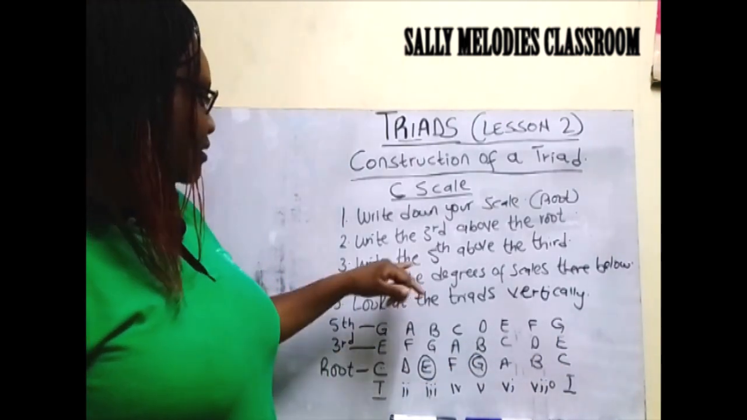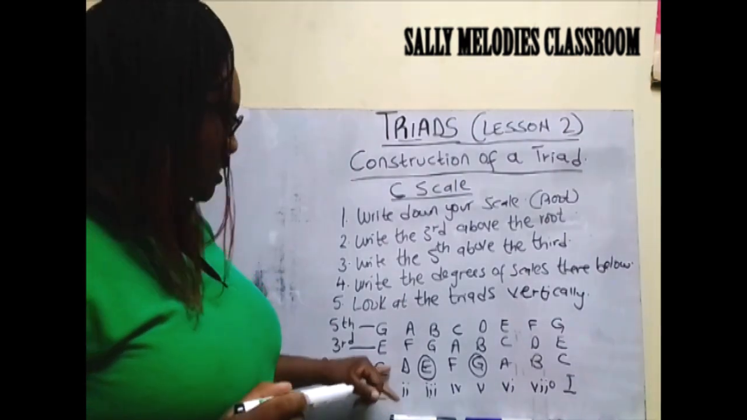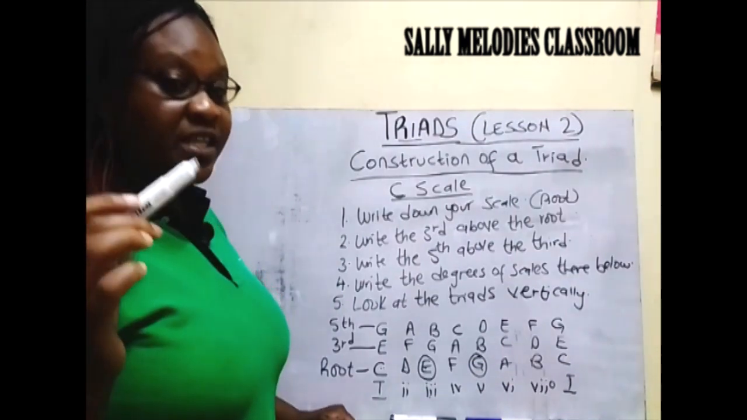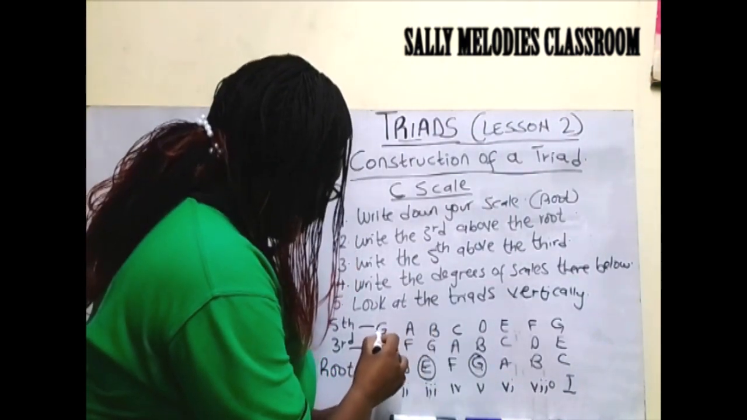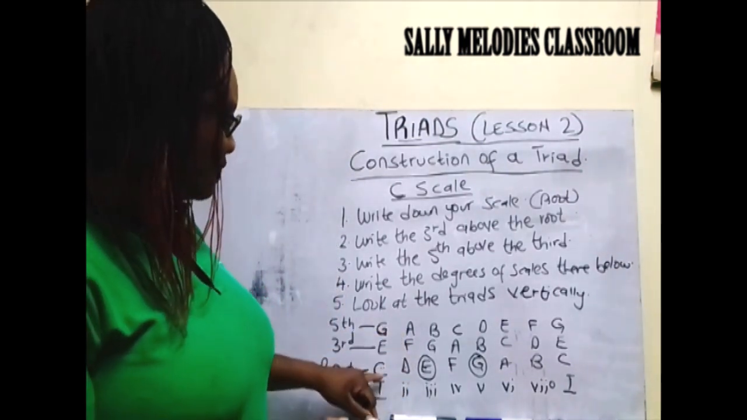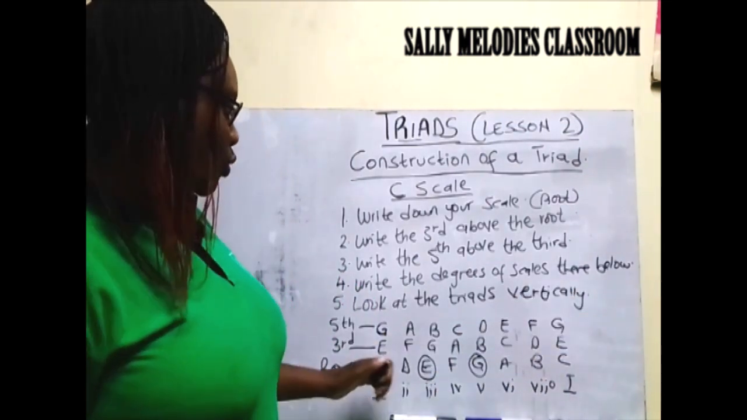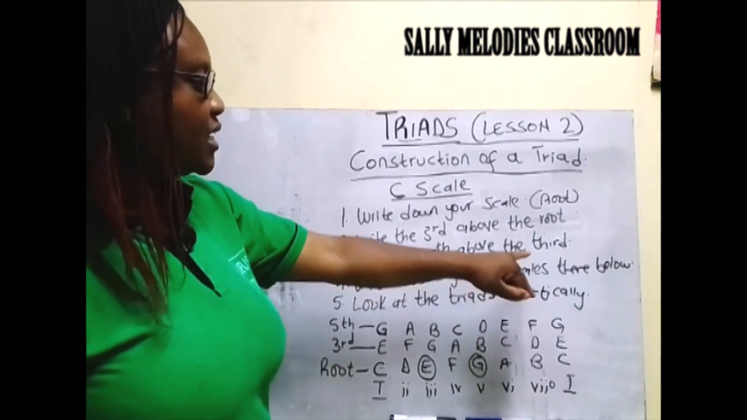And then write the fifth above the third. What is the fifth of C? The fifth of C is G. You do the same thing. You take this G, you write it here above the third and the root. And then you complete that scale of G. So, after you do that, you write down the degrees of scales there below.